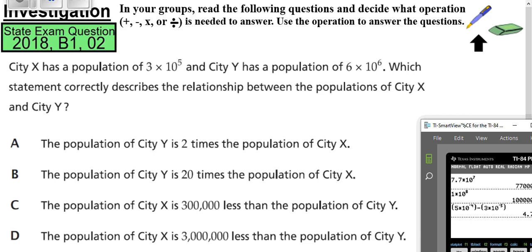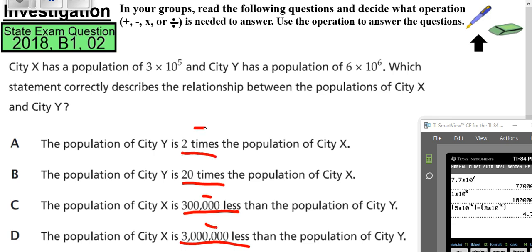And then you read it, like, first off, I don't know what to do. So it's A, the population of city Y is 2 times the population of city X. So that means to figure that out, you would have to divide, right? Because 300 less, this is subtraction. 3 million less, this is subtraction. So I'm just going to go with the times.